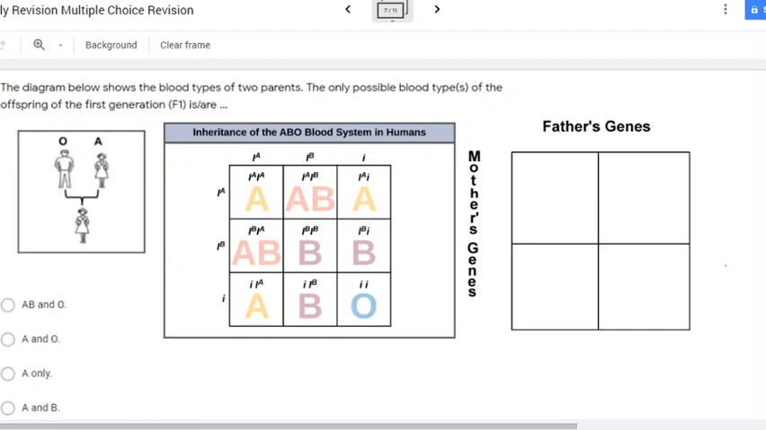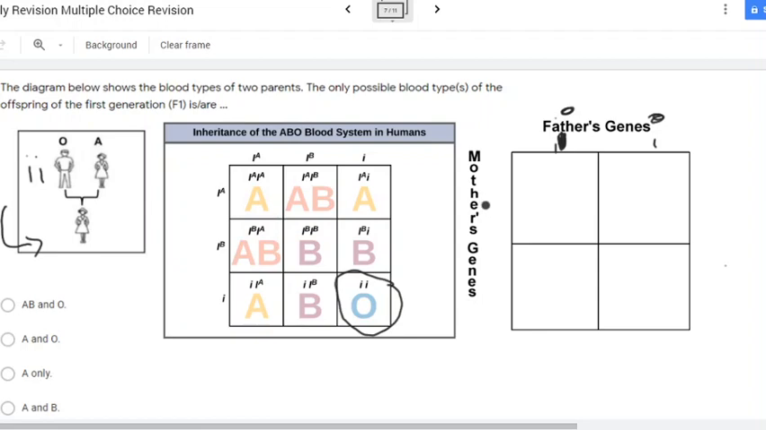Daddy was O, so if daddy was O, now I need to think. Okay, so he's got the recessive allele. And so if daddy was O, he would be the genotype ii. And then the only possible blood types of the offspring for the first generation of F1s: daddy is ii, okay? And so he can only pass on an i to his offspring. So we're going to put it there on the Punnett square, small letter i, small letter i.